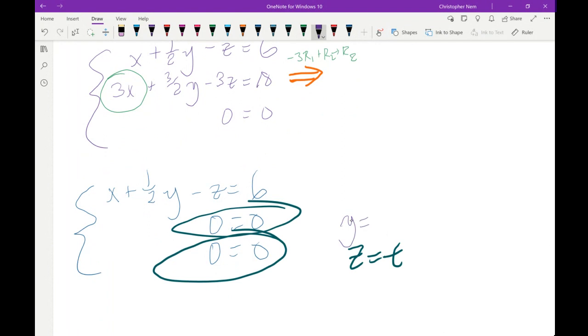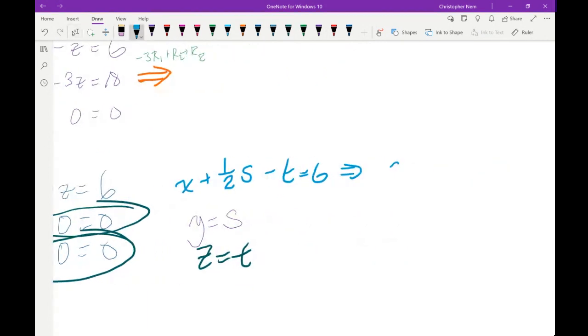So I'm going to assign y to be a different variable. Let's use s. We use s and t because in physics they use it all the time for time and seconds, of course, or whatever they represent it as. And then if I plug this in, for x plus 1 half s minus t equals 6, that means x is equal to, what is that? Negative 1 half s plus t plus 6. y is equal to s, z is equal to t.